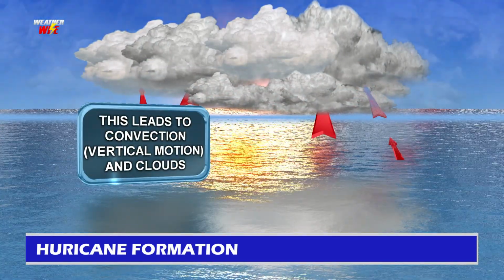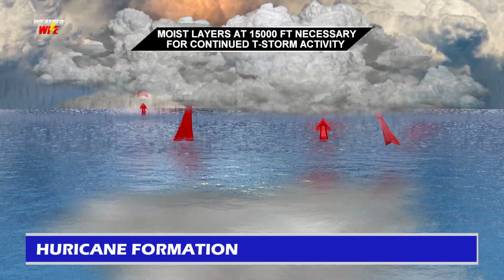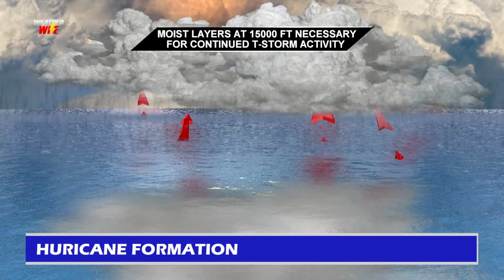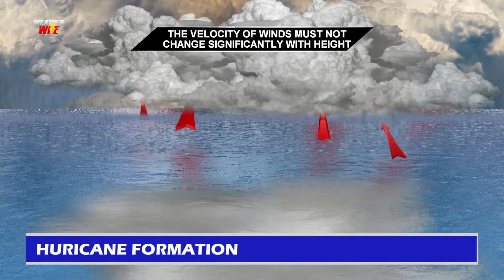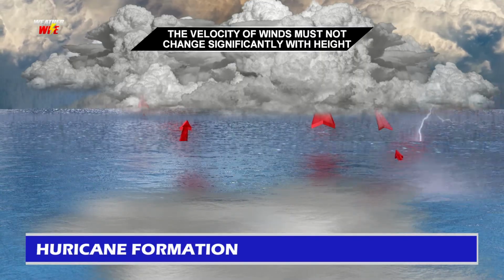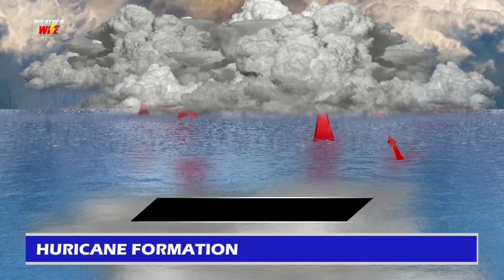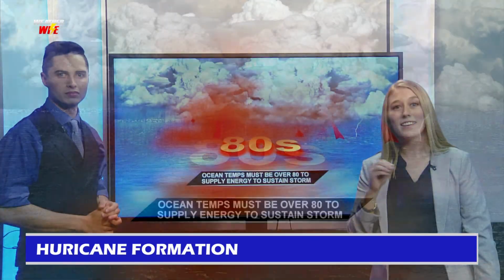So what are the conditions needed for tropical systems to form? Well, there are a few main critical ingredients. This includes the unstable air that rises and cools and leads to these clouds. The moist layer, approximately 15,000 feet, is necessary for continued storm activity. You also need the least amount of wind shear to prevent the storm from being ripped apart, so the velocity of winds must not change significantly with height. And a very important ingredient: ocean temperatures must be over 80 degrees Fahrenheit to supply the energy needed for the storm system. So when discussing these storms, it's very important to know your vocabulary.